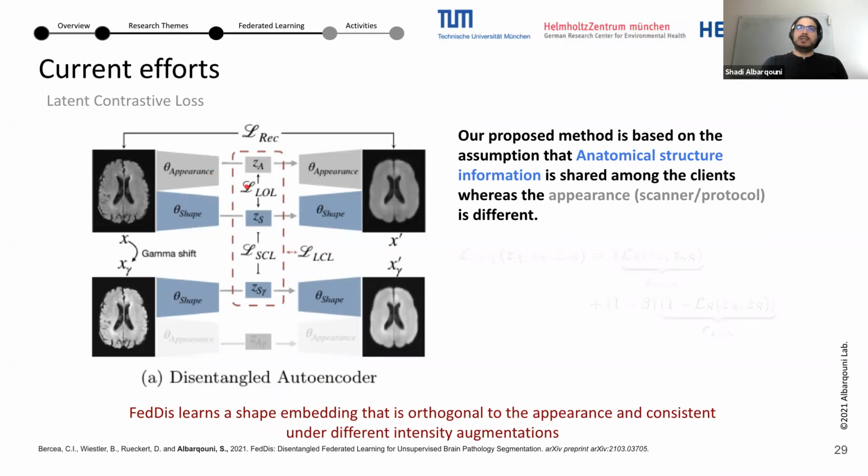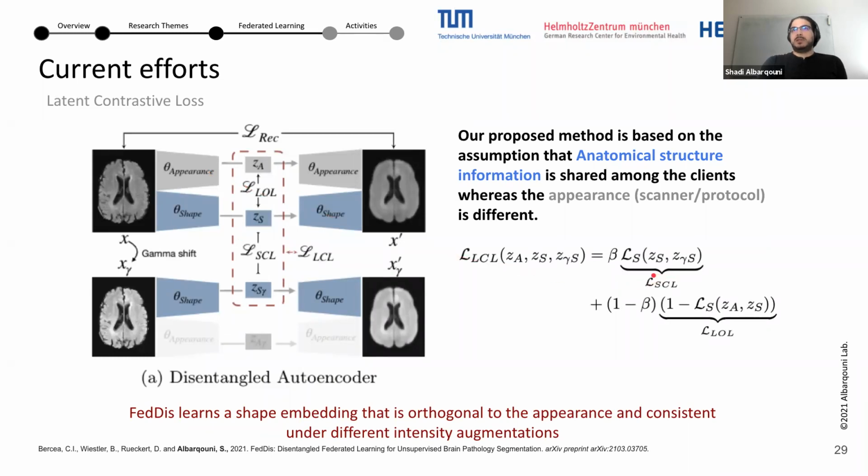To enforce this disentanglement, we introduce two objective functions. First, the shape consistency loss, which tries to minimize the distance between the shape representation of a given image and its slightly augmented version with a gamma shift, to enforce this consistency. The second loss is the latent orthogonal loss, which tries to enforce the orthogonality between the appearance representation and the shape representation and make them more independent of each other.